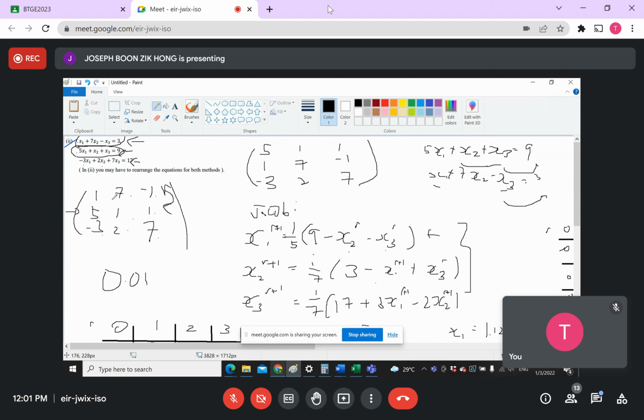Why is it not diagonal dominant? Because this one is not greater than these two added together. This one is not greater than these two added together. Okay, this one, yes, is greater than these two added together. But the first one and the second one are not diagonal dominant. So that's why I swap the first one and the second one, so that this one is greater than 1 plus 1. This one is greater than 1 plus 1. This one is greater than 3 plus 2. So now it is diagonal dominant. Then only your answer will be converged to some point. If not, your answer won't converge. Okay? Clear?